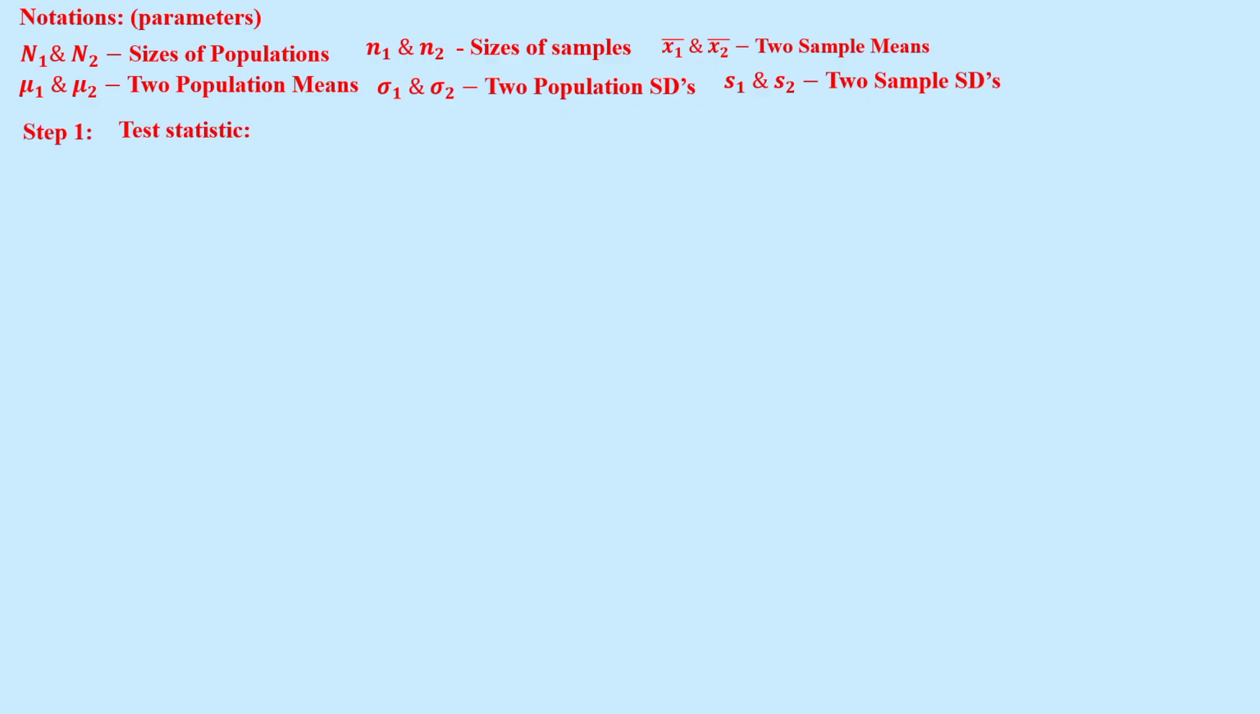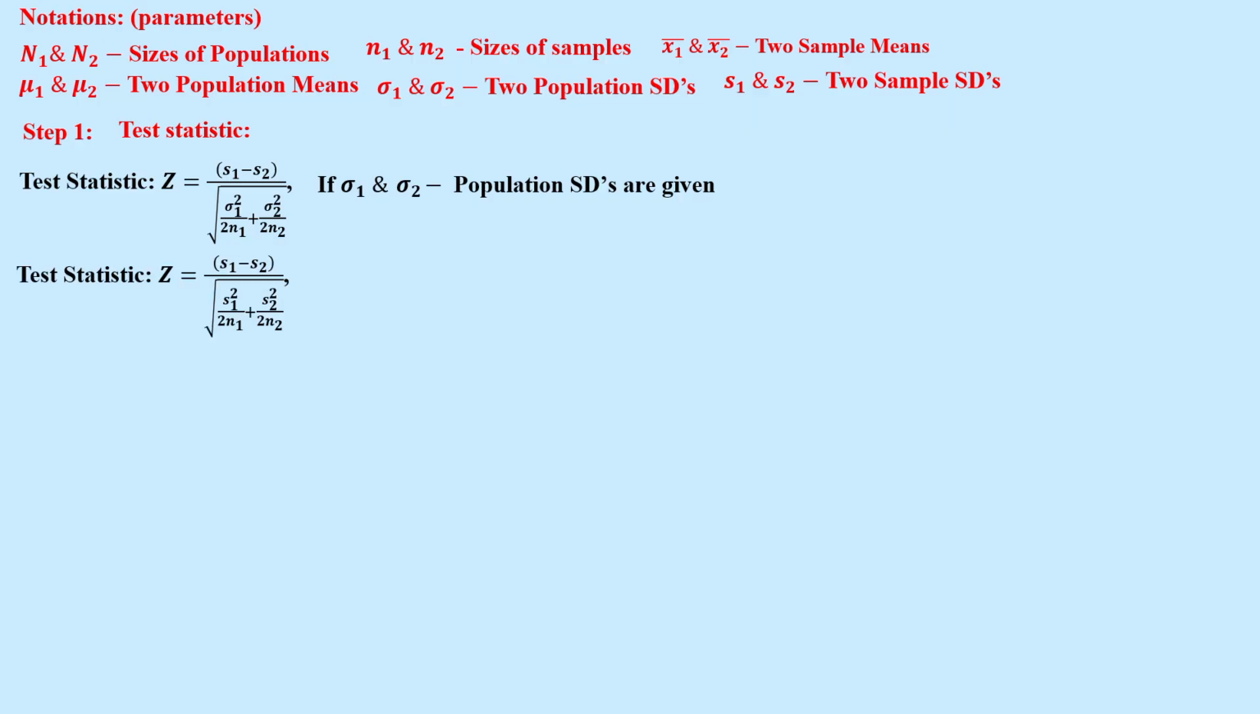First we need to calculate the test statistic, that is the z value, the calculated value, equal to s1 minus s2 by root of sigma 1 square by 2 n1 plus sigma 2 square by 2 n2, if sigma 1 and sigma 2, that is the population SDs, are given. Suppose s1, s2 are given, then you have to replace sigma 1 and sigma 2 by s1, s2, right? Z is equal to s1 minus s2 by root of s1 square by 2 n1 plus s2 square by 2 n2.